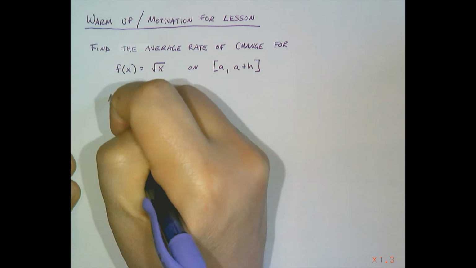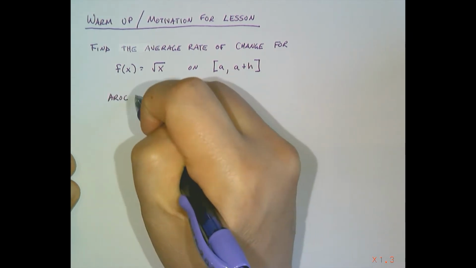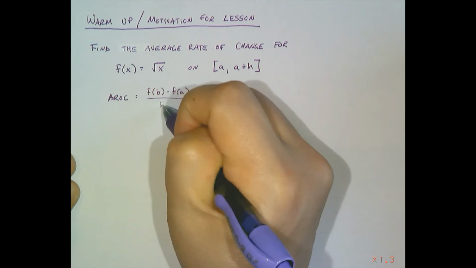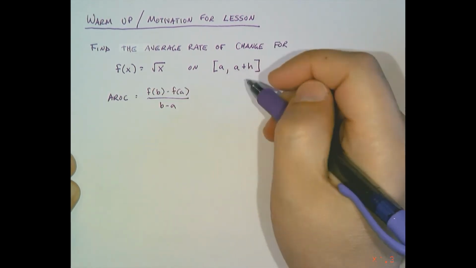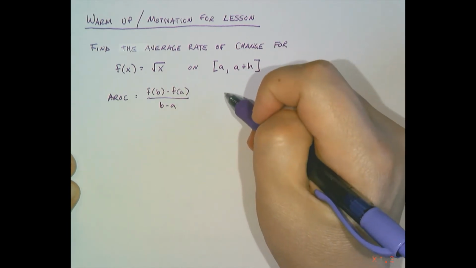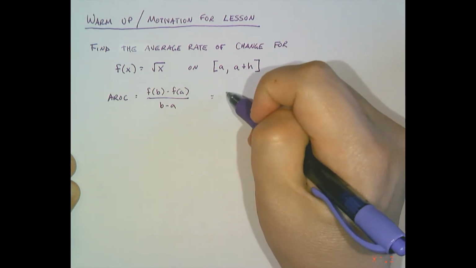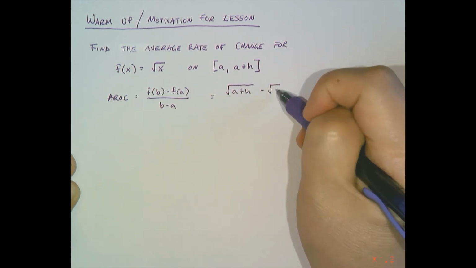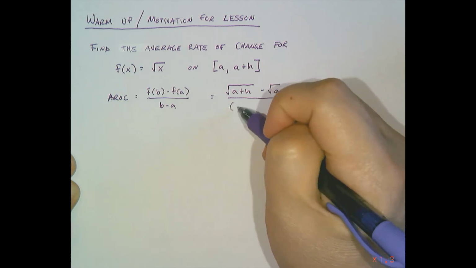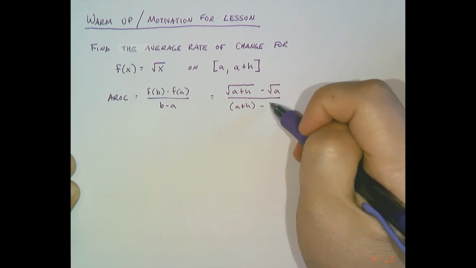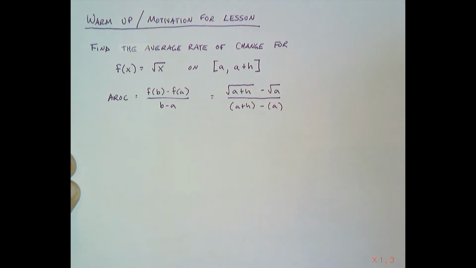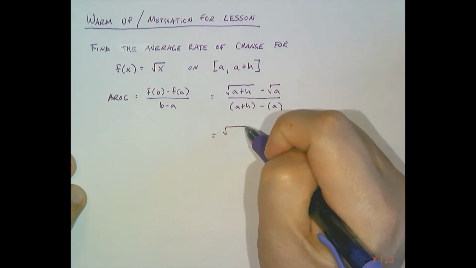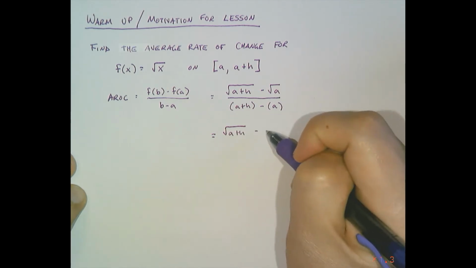We know average rate of change is going to be f of b minus f of a over b minus a. So in the case of our interval a to a plus h, what that means is we're going to have the square root of a plus h minus the square root of a over quantity a plus h minus a. And when we execute this problem here, we can see the first simplification is pretty obvious, and that's the simplification of the denominator.